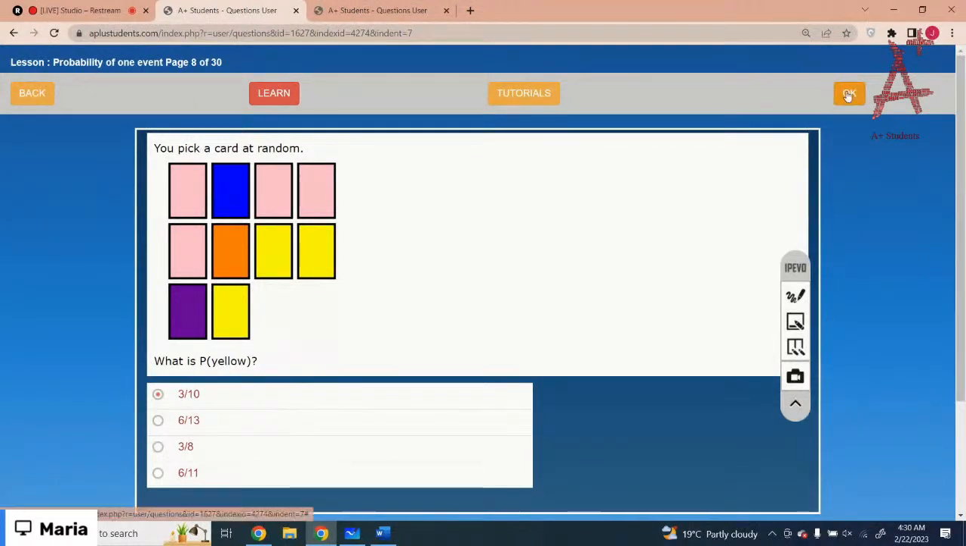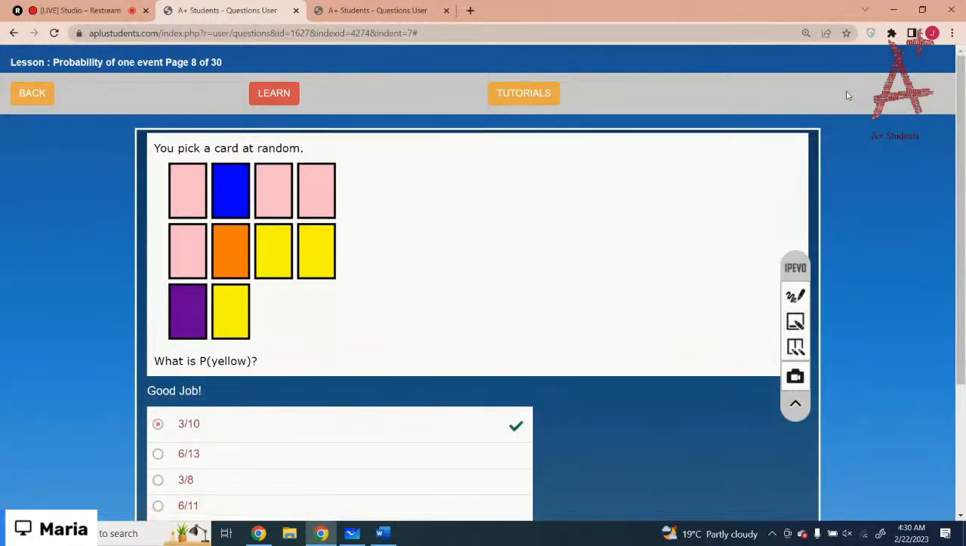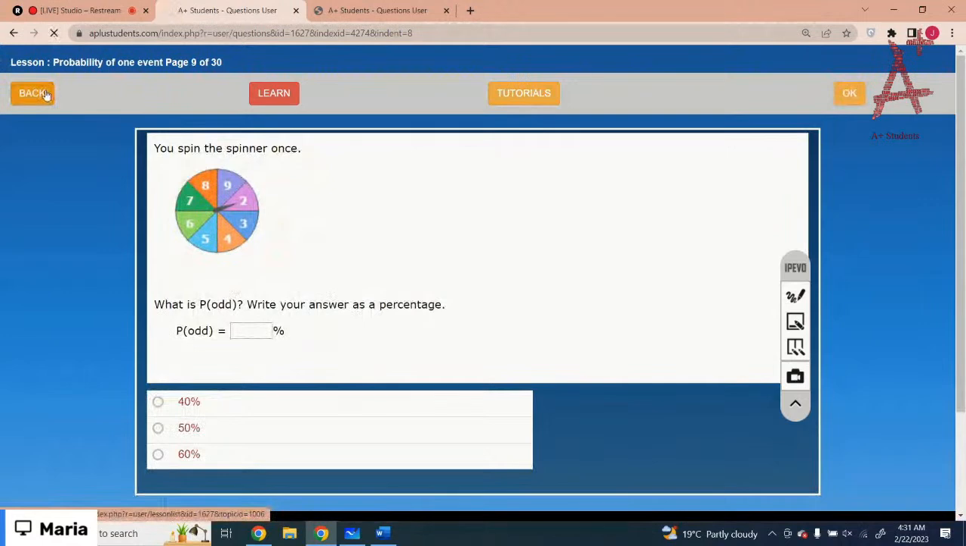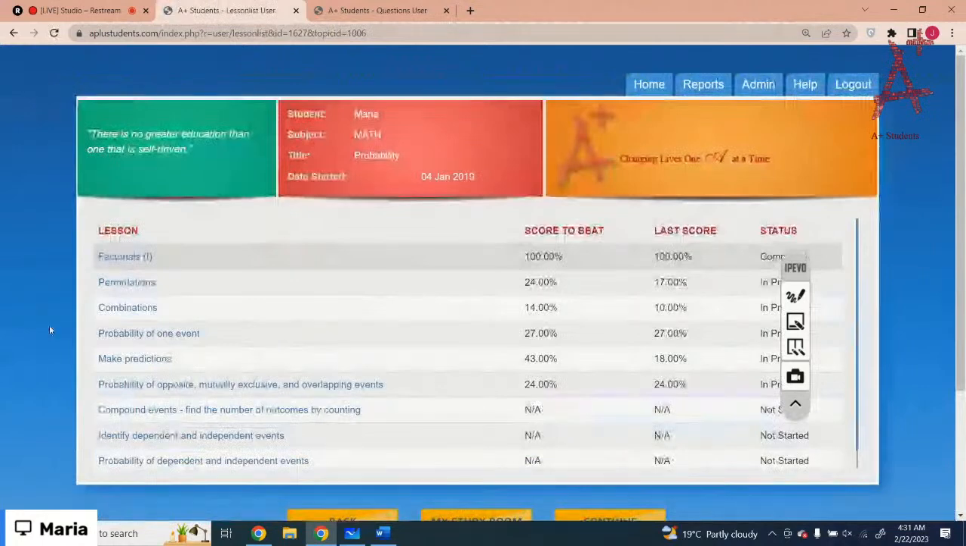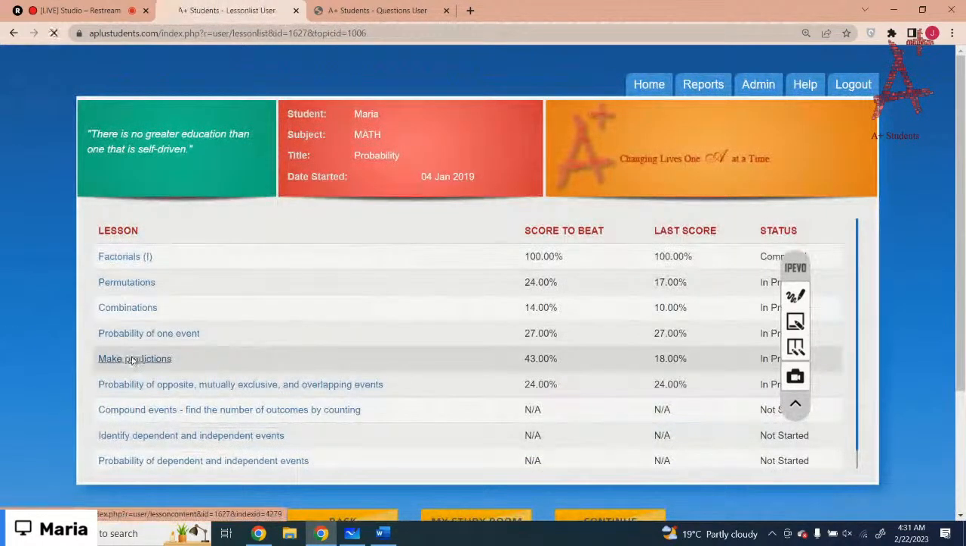Okay, you can complete the test by yourself later today. Let me just move on to the next lesson. The next lesson is make predictions. So let's start with the next lesson. Here we have make predictions.